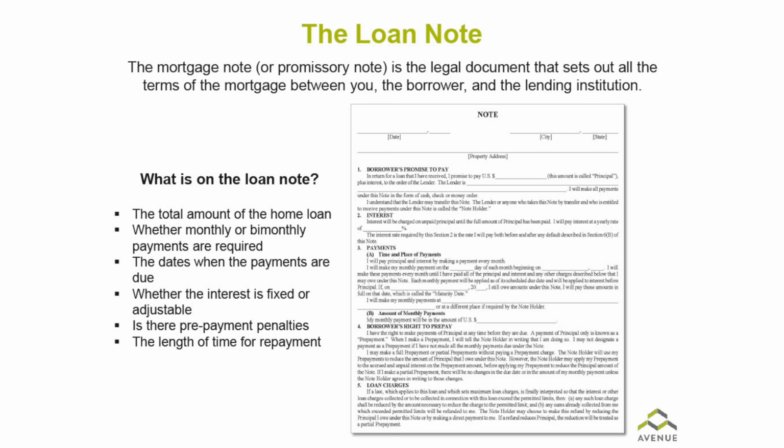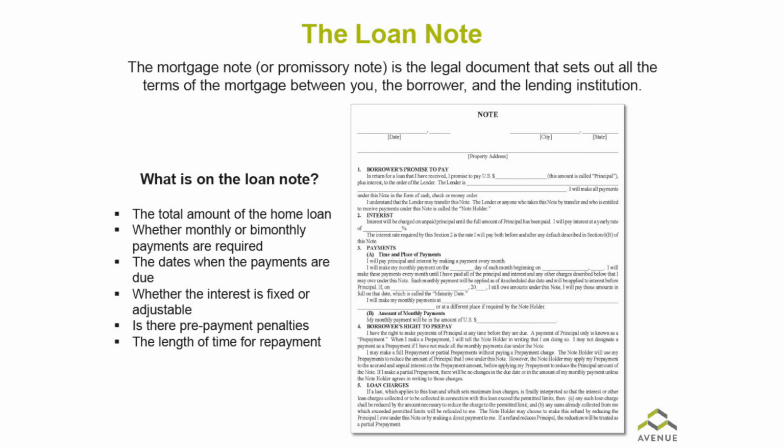The note. The promissory note is a legal document that sets out the terms of the mortgage between you, the borrower, and the lending institution. The lending institution holds the note. What's on the note? It's your promise. The note is a promise to pay.